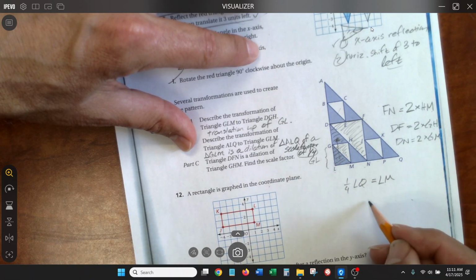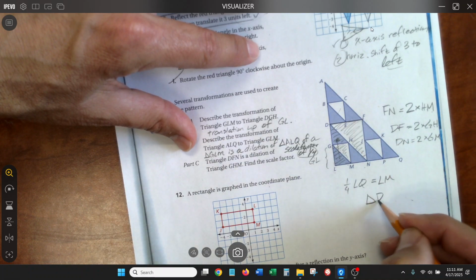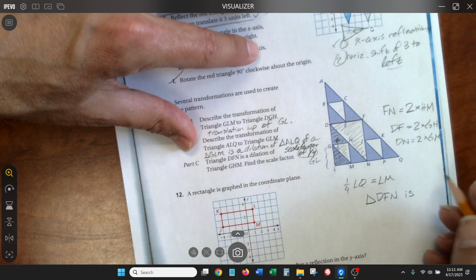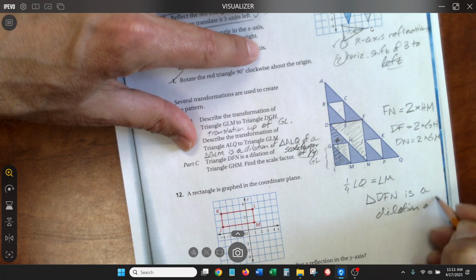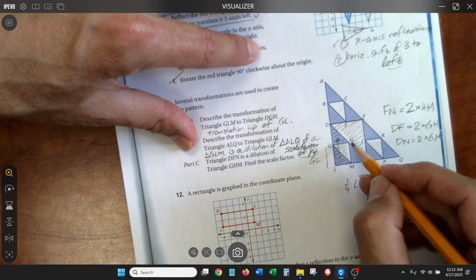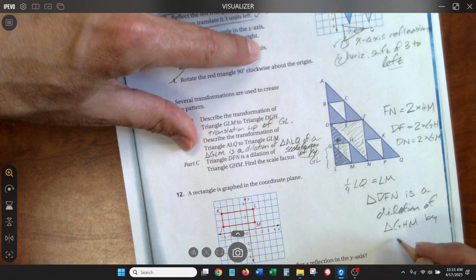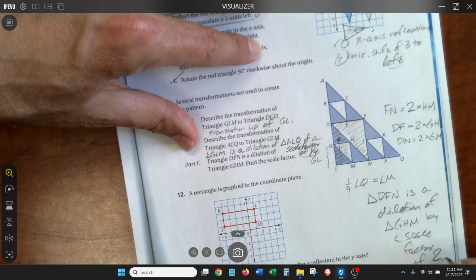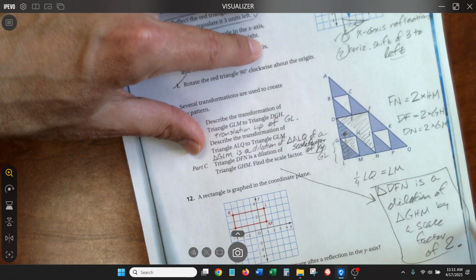And so triangle DFN is a dilation of triangle GHM by a scale factor of 2, right? By a scale factor of 2. Okay. That's our answer for part C.